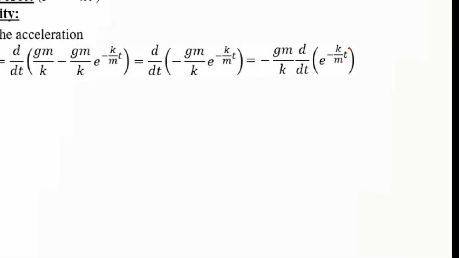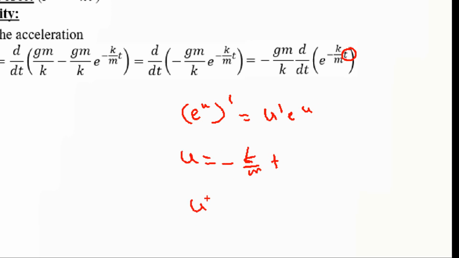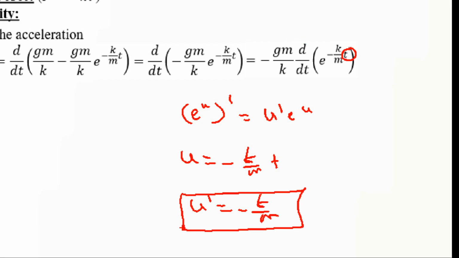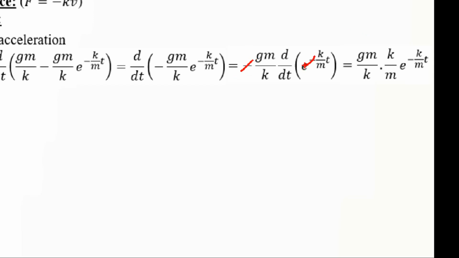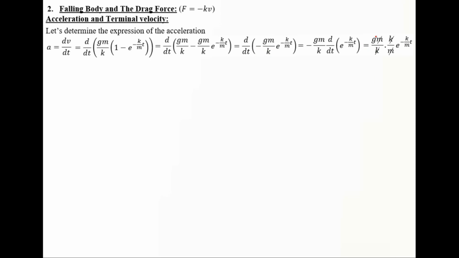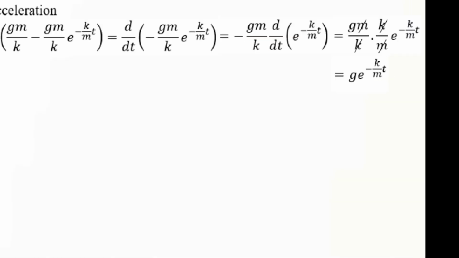And this includes time, and we know that the derivative of the exponential function is given by u prime e^u. Then u in this case is given by minus k over m t, and u prime is given by minus k over m. Then this term will be multiplied here. Then the minus signs will cancel, and here we're left with this multiplied by k over m, e to the minus k over m multiplied by t. Notice that this m with this m, k and k, they cancel. And we're left with an expression for the acceleration given by that.